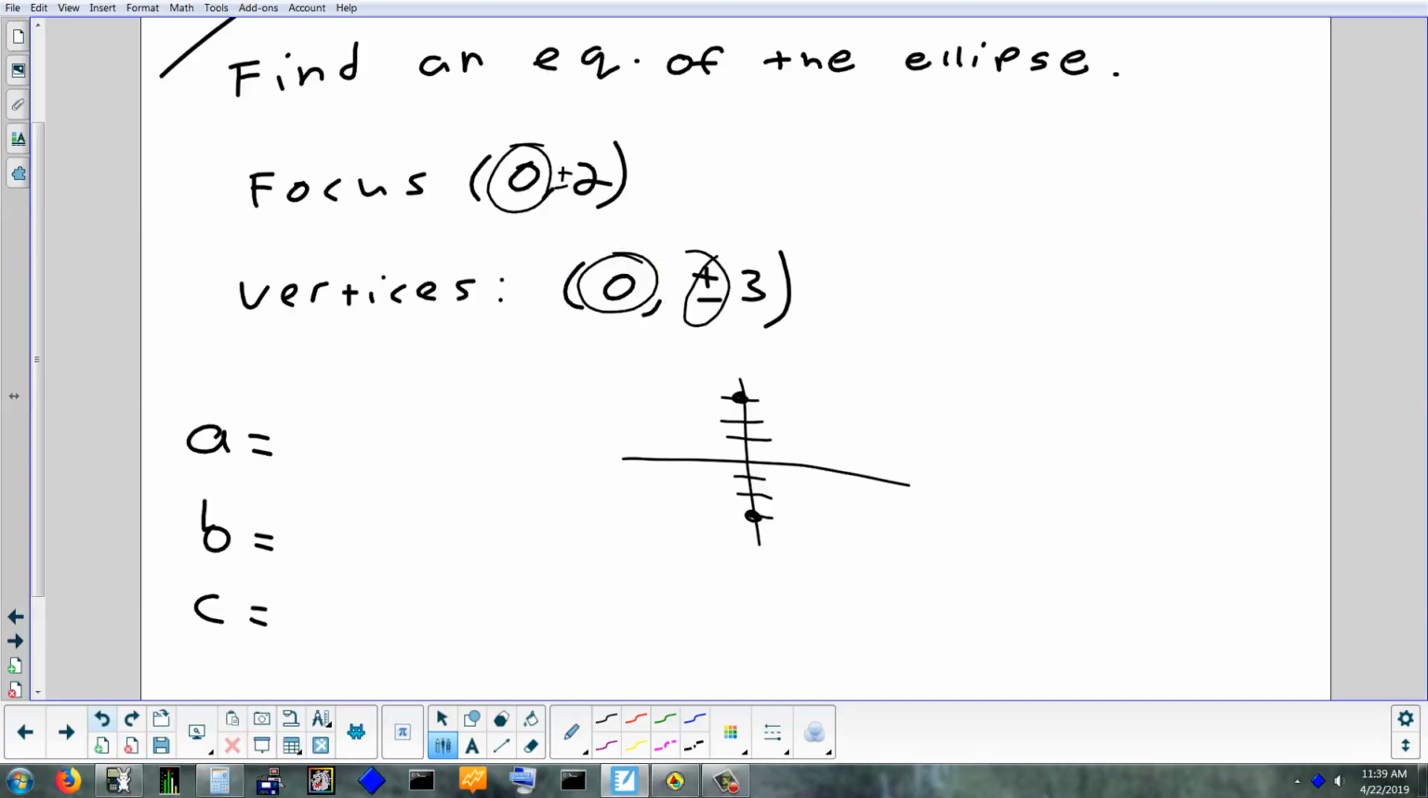Okay, so we know A is 3. How about one other letter we can get from that information? C is 2. Yep, C is 2. Now they want the equation, so you don't really need C, you need B. But there's no way to get B without C. So we've got to figure out how to get B now. So how do I get B based on what I know?